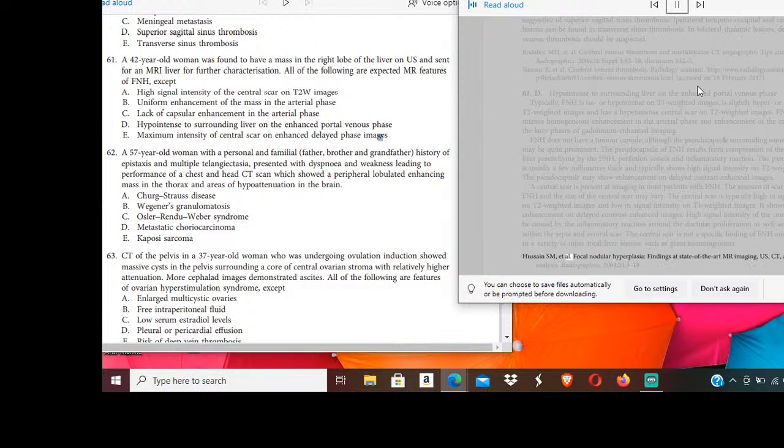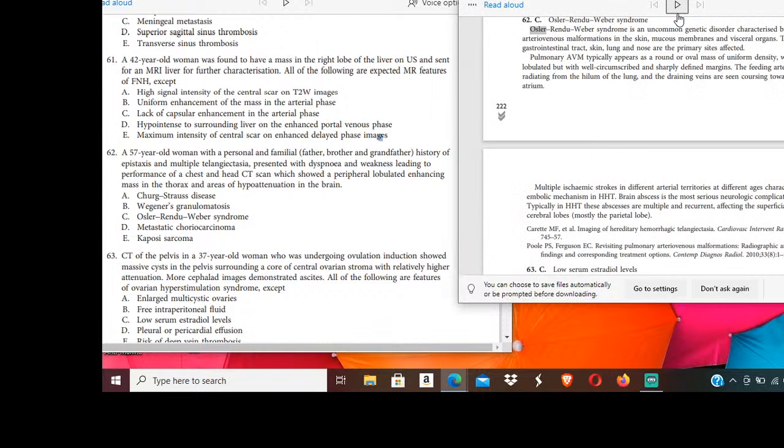Hussain SM, et al. Focal nodular hyperplasia: findings at state-of-the-art MR imaging, US, CT, and pathologic analysis. Radiographics. 2004; 24:319. 62. C. Osler-Rendu-Weber syndrome.